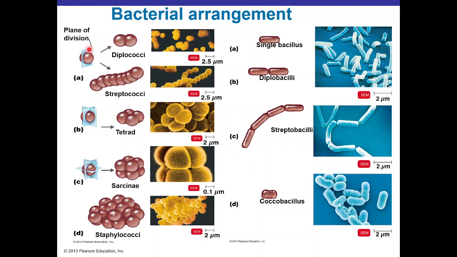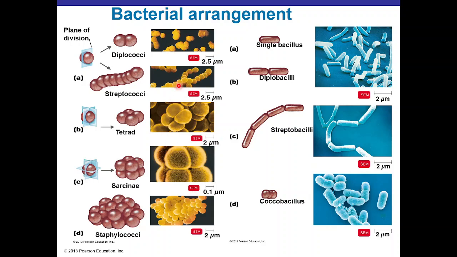Now, cocci, when they divide, they can divide in one plane and they can form groups of two. And if they only remain in groups of two, they are called diplococci. Diplo means two. Now, they can keep dividing in one single plane, and they do not separate. But instead of forming diplococci, they form a chain of cocci that we know as streptococci, like you can see here. So all of these images are scanning electron micrographs. So these are really nice magnifications where we can see the details.